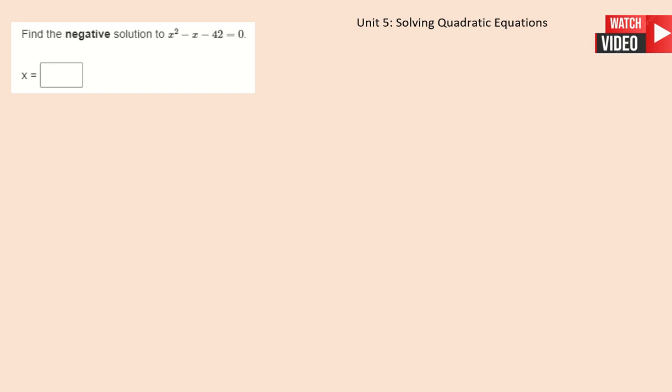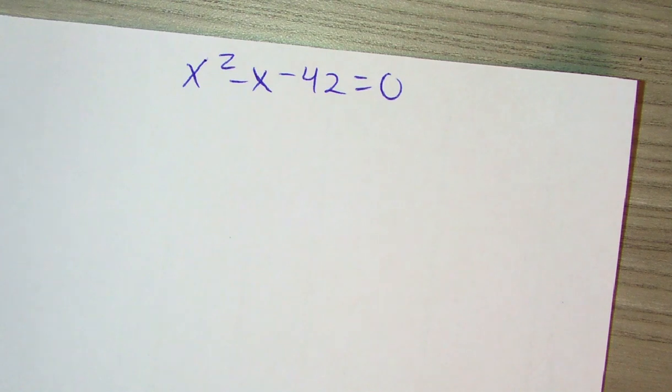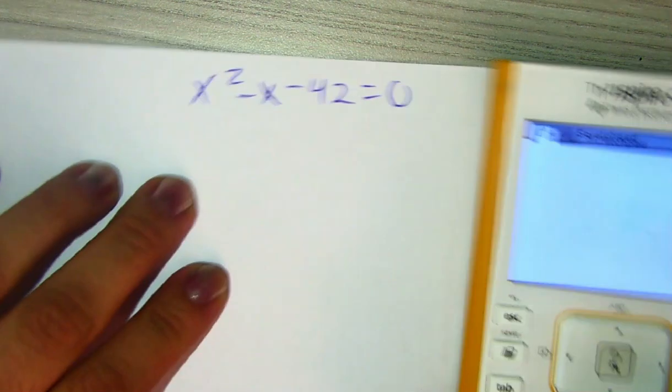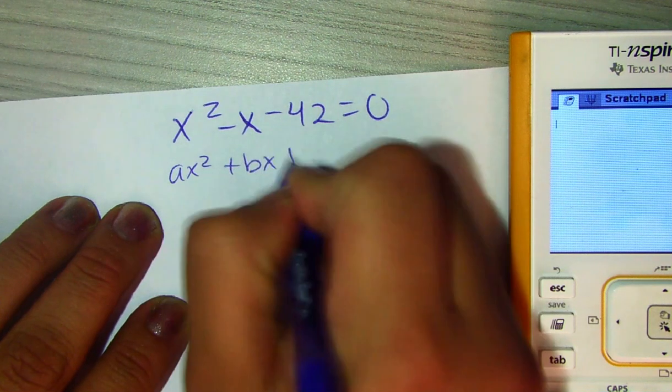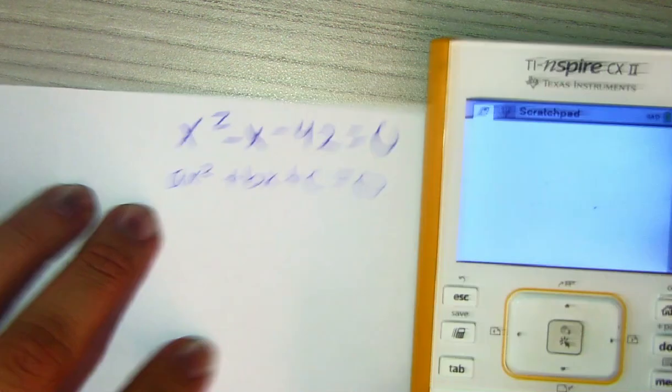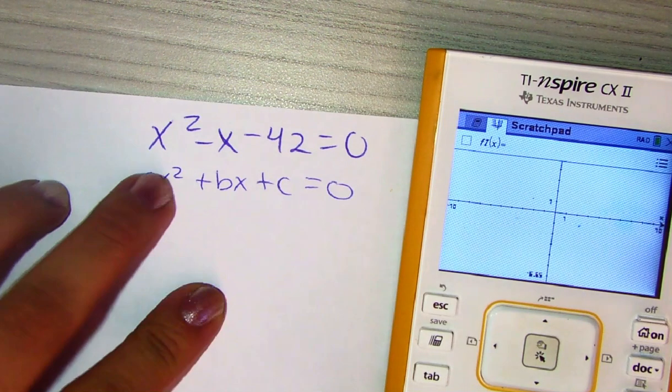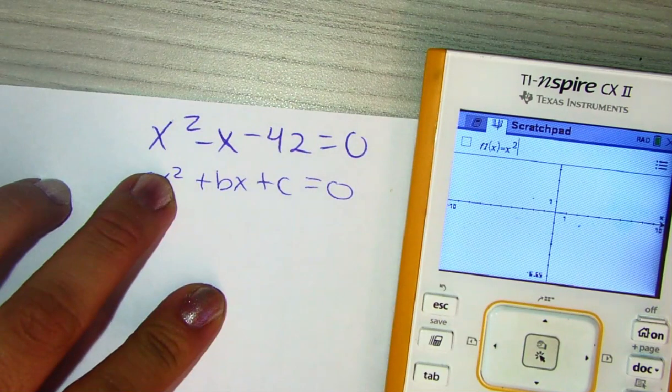In this question, you're being asked to solve the quadratic equation, but now you need to give the negative answer. So let's first check how that's going to look in the calculator if we graph it. We're going to, once again, just check that it's in standard form. It equals 0, and it is. So we're going to just type it in. x squared minus x minus 42.